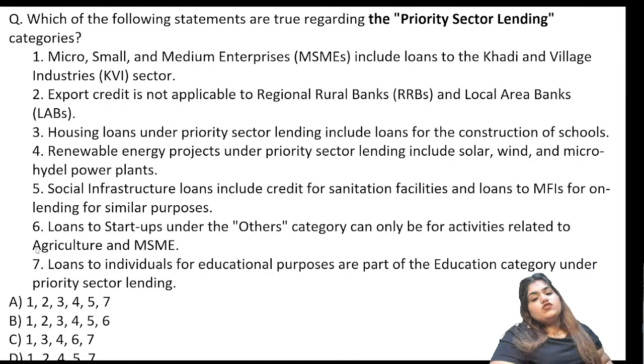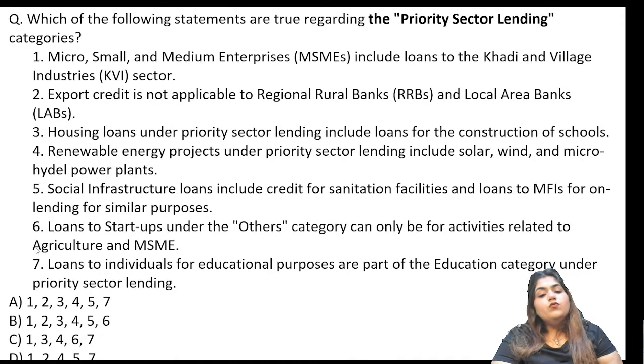Statement number 1 is true. Statement number 2 is true. Statement number 3 is not true. Housing loan does not include loan for schools. It is for homes. Statement number 4 is correct.